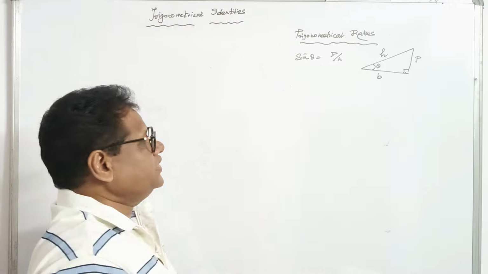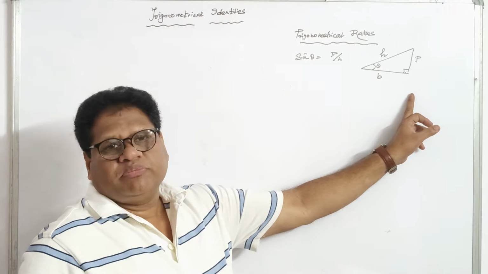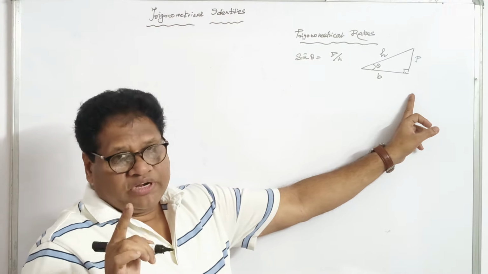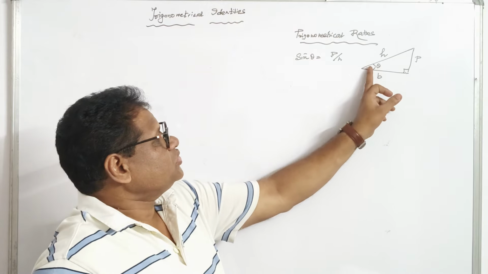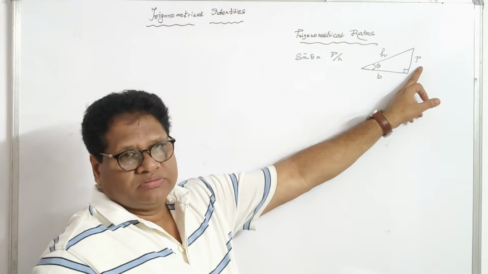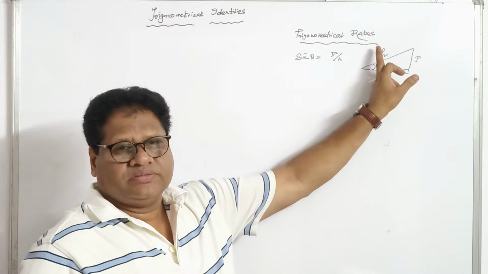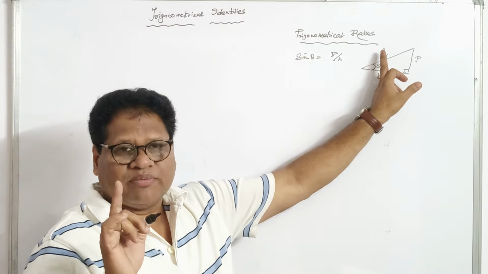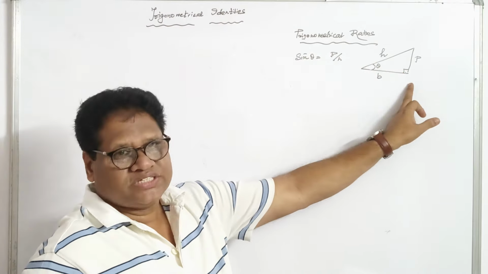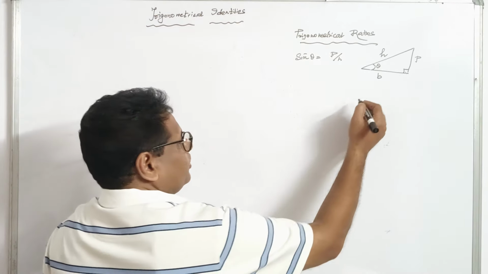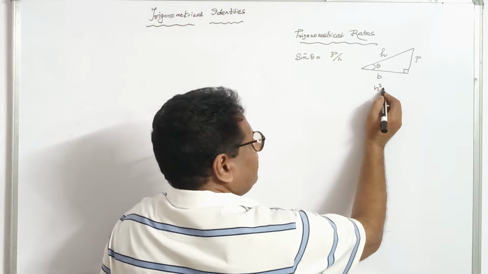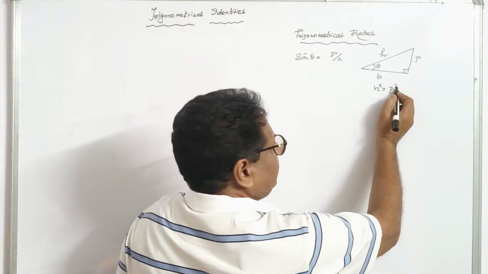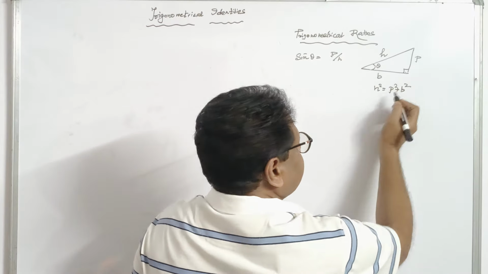Now don't expect that this is always going to be the base. I repeat once again: the side opposite to angle theta is the perpendicular, the side opposite to 90 degrees, the longest side of a right angle triangle, is the hypotenuse, and the remaining side is the base. So we have the Pythagorean theorem: the square of the hypotenuse equals the sum of squares of the remaining two sides.